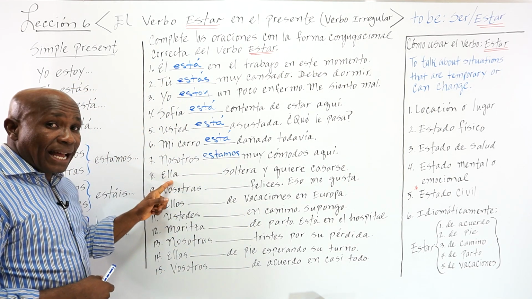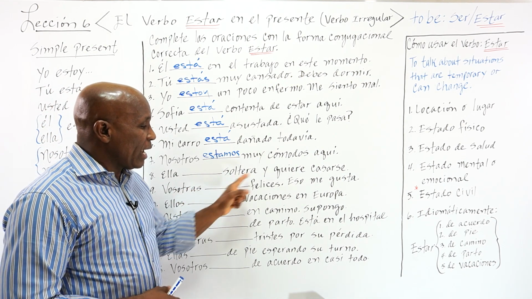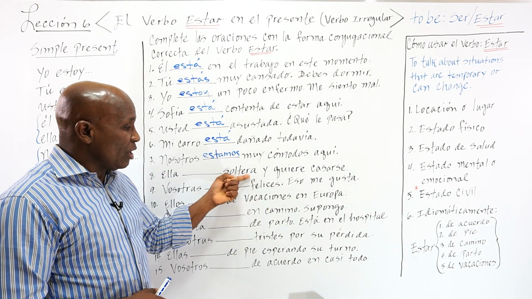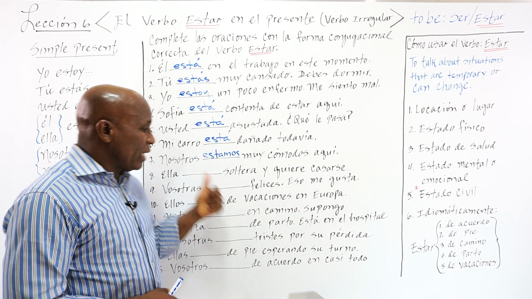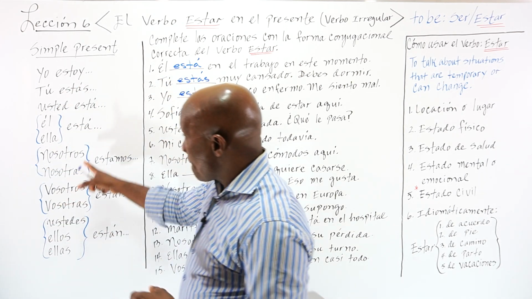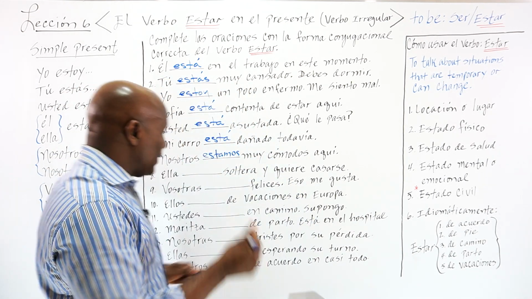Let's continue. Ella, soltera y quiere casarse. Single and wants to get married. Ella está soltera.